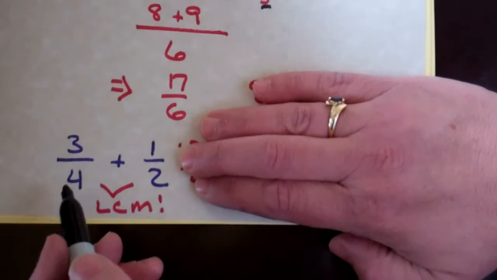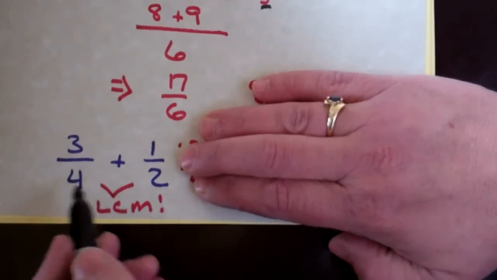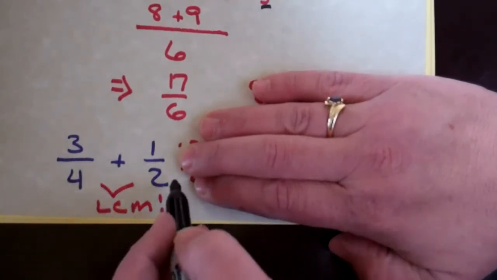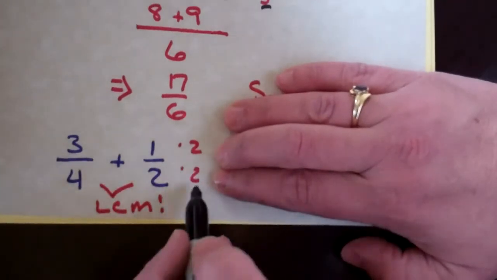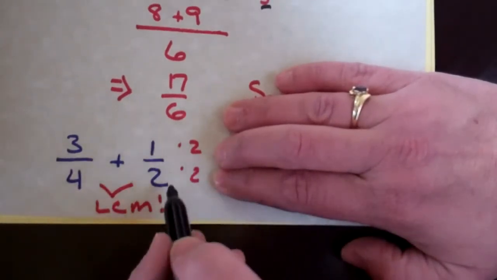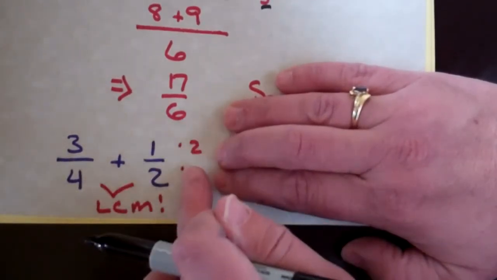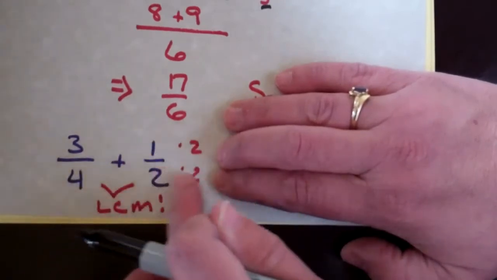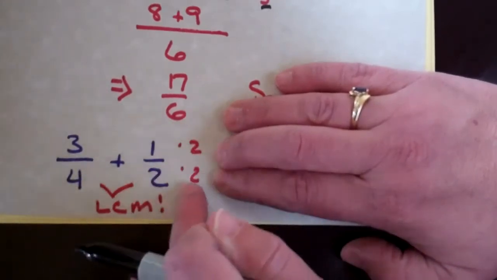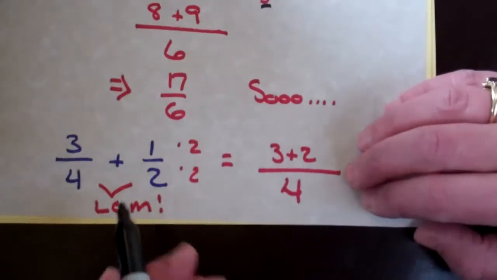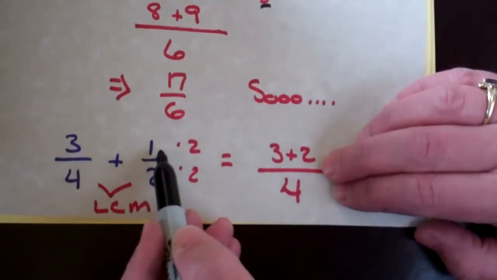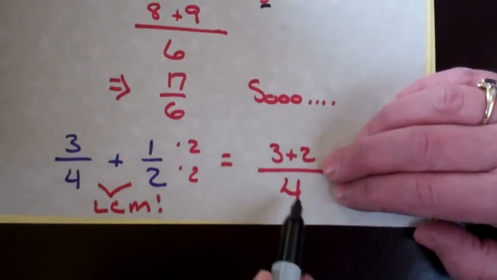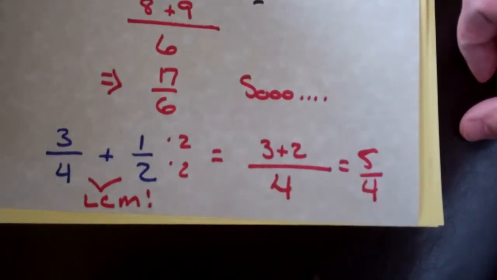Look, the easiest denominator, the smallest denominator is an 8. So, I'm sorry, no, it's not an 8. It's a 4. We don't want to use an 8. We want to use a 4. So all I have to do is multiply top and bottom by a 2 on this one fraction. And since I'm multiplying by 1, it's okay. I'm not changing the value. I'm changing the way it looks. So I end up with 3 plus 2 over 4, which ends up being 5/4.